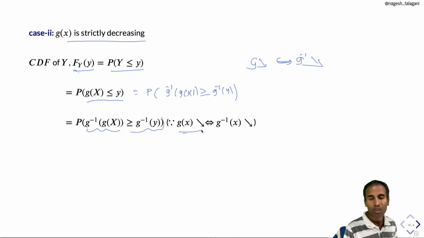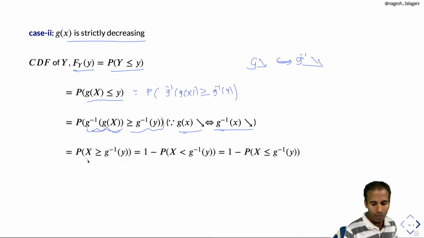As you know, G is strictly decreasing if and only if G inverse is strictly decreasing. Now this is nothing but X. So probability of X greater than or equal to G inverse Y, which we can write as 1 minus probability of X strictly less than G inverse Y, because probability of E is 1 minus probability of E complement, right? For a continuous random variable, whether we include endpoints or not, the probability will be the same. That's why probability of X strictly less than G inverse Y will be the same as probability of X less than or equal to G inverse Y.